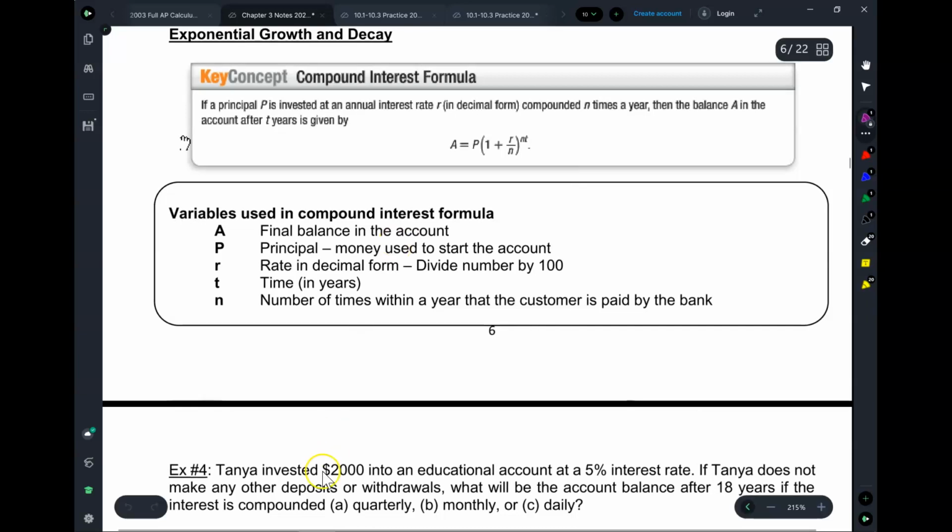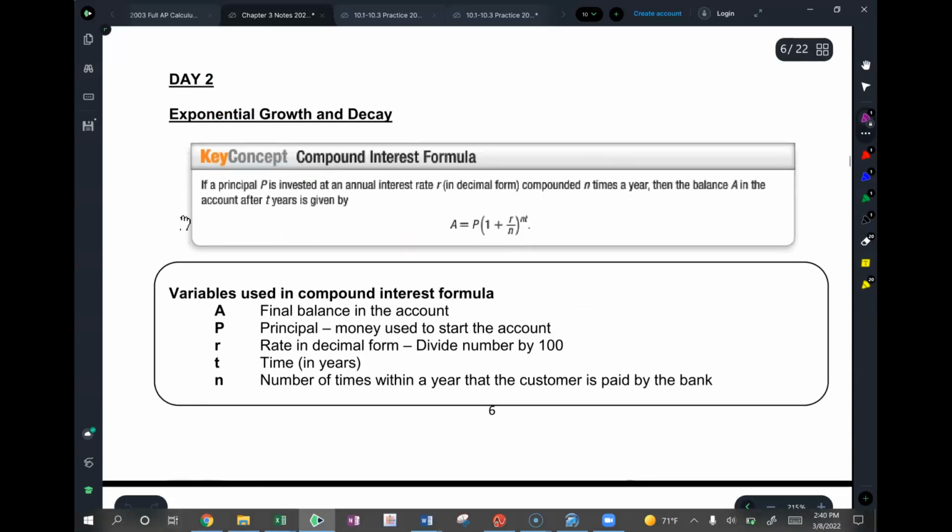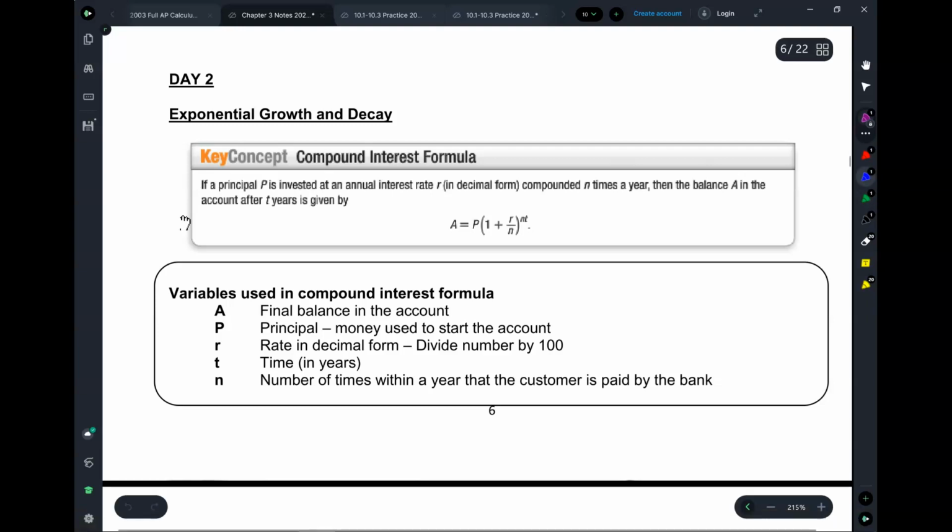Okay, so we're going to do some applications today with exponential growth and decay. The first place where this is really useful is in compound interest. Compound interest is a way for the bank, when you've invested money, to pay you interest.